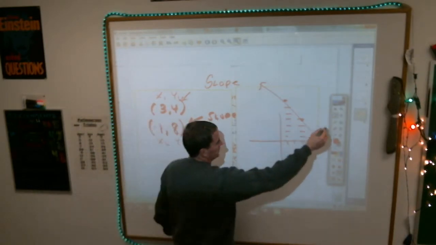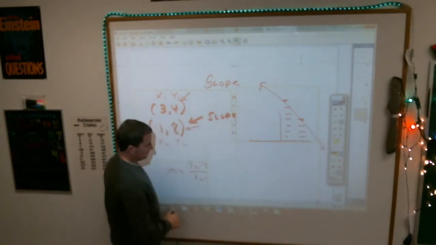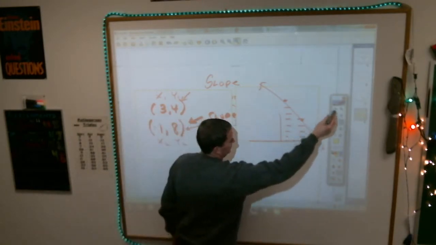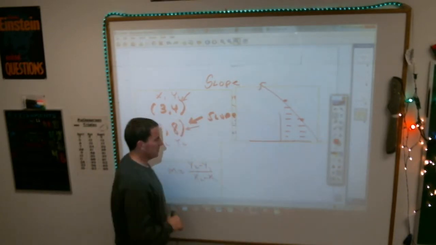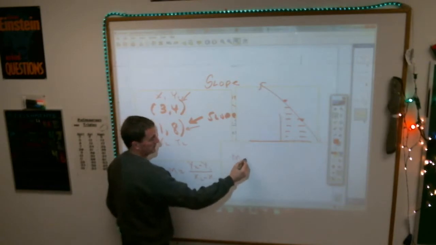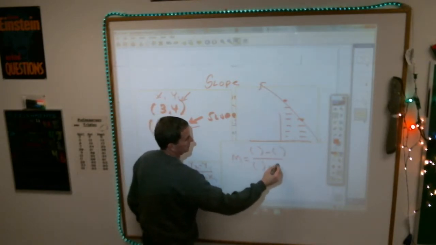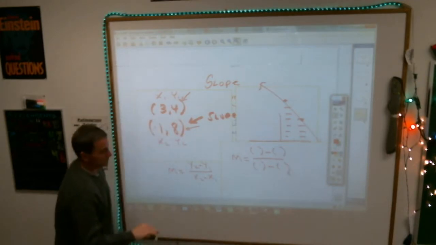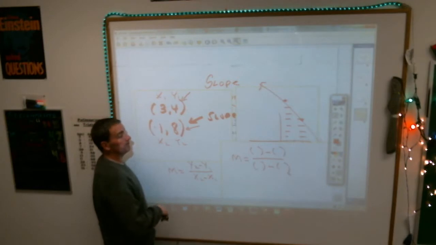Okay? And please do yourself a favor and don't cut corners. When you do this, you definitely want to put parentheses there. Slope equals y2 minus y1 over x2 minus x1. Because if you don't do that, a lot of times you get your positives and your negatives mixed up. Not in this case, but later you will.